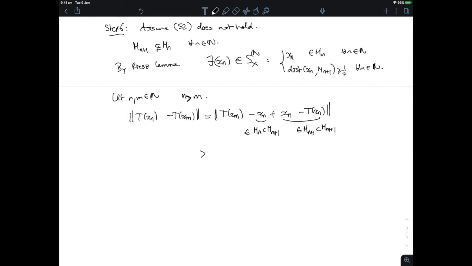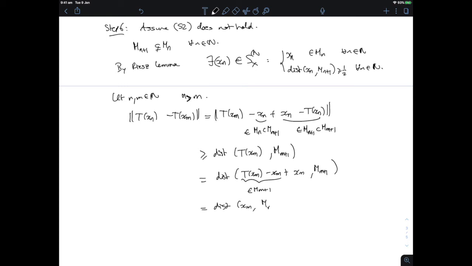So this has to be greater than the distance between T of xm and capital M_{m+1}. Right, but what is that? This is equal to the distance of Txm minus xm plus xm to M_{m+1}, and Txm minus xm here belongs to M_{m+1}. So this distance is the same as the distance between xm and M_{m+1}, which we know is greater than 1/2. And this contradicts again the compactness of T.